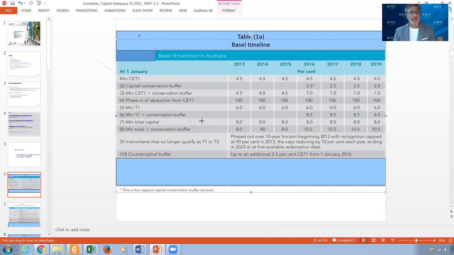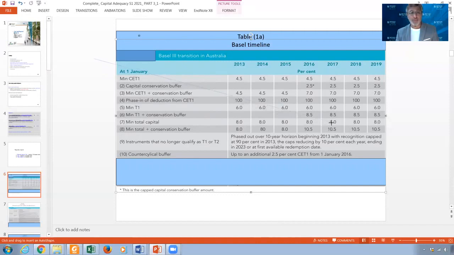Total capital also was 8%, 8%, 8%. And then this is the minimum. All of those is the minimum total capital. We cannot have less than that. So all of those are actually minimums: minimum tier 1, minimum equity, and minimum total capital.